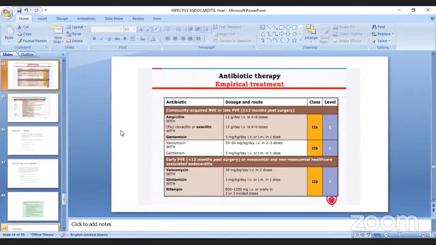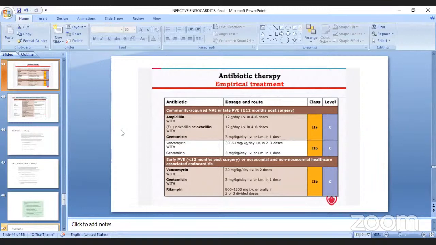Now, a lot of students are trying to ask me this question, and yes, this is very, very important. This is one thing that you have to remember. If there is a community acquired NVE or a late PVE, that means more than 12 months post surgery, and I have already told you, in a late PVE the causative organism will be streptococcus. Then you have to give ampicillin with cloxacillin or oxacillin with gentamicin. You have to give gentamicin also, or you can give vancomycin with gentamicin.